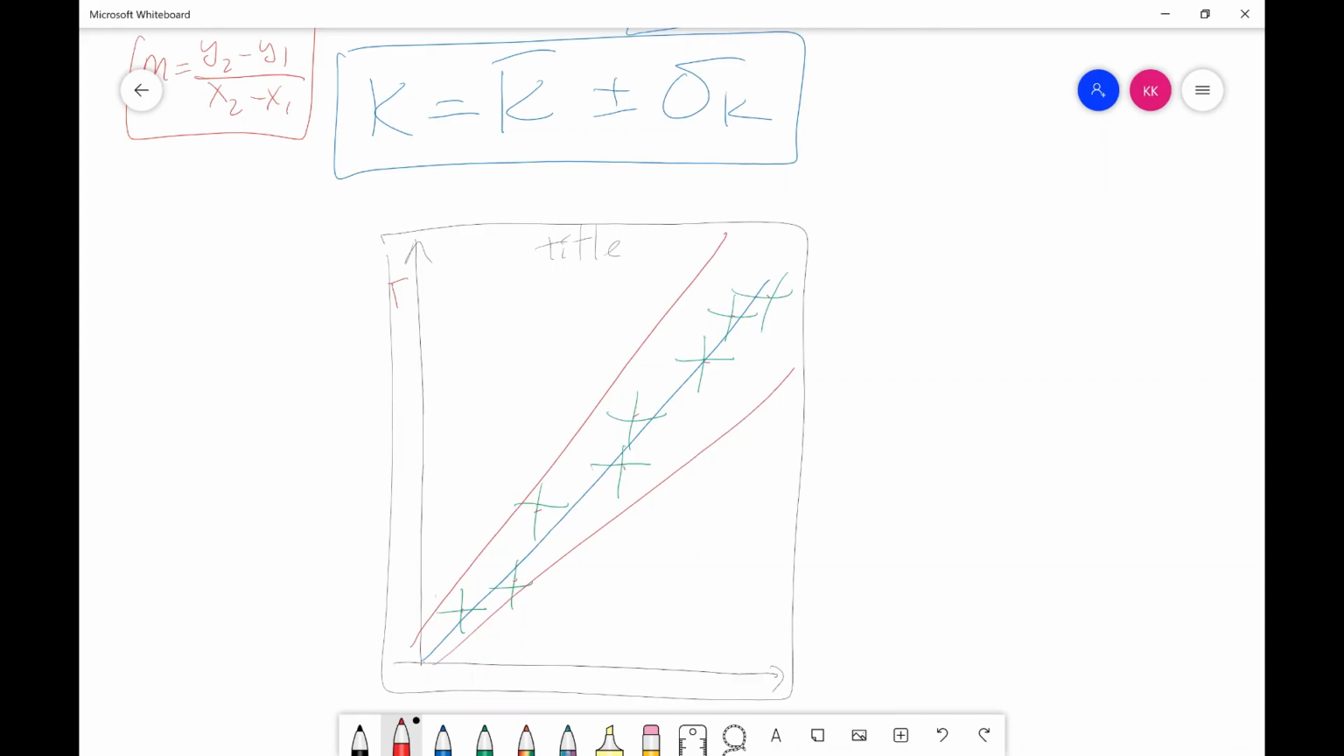That means, if I'm doing this, again, I call this a spread, right? For example, let's say I use this to represent my spread, then all of my data points are inside this spread, right?